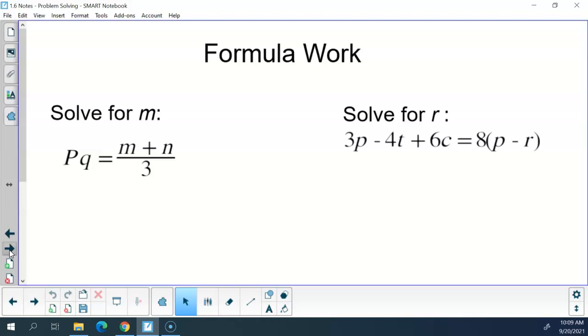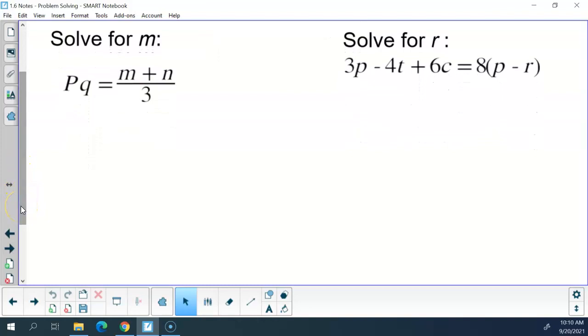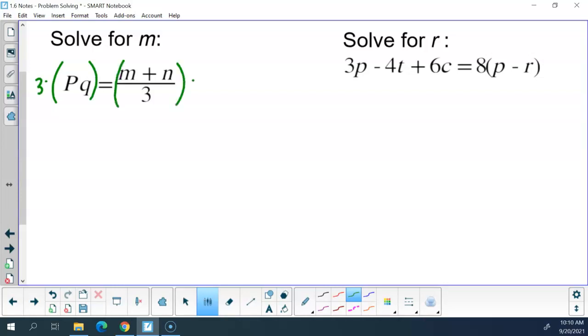And we're going to ask you to solve it for a particular part. So for instance, in this case, we have PQ equals (M plus N) divided by 3, and I want you to solve this for M. The first thing that I would do is multiply both sides by 3, because that's going to get rid of that fraction.